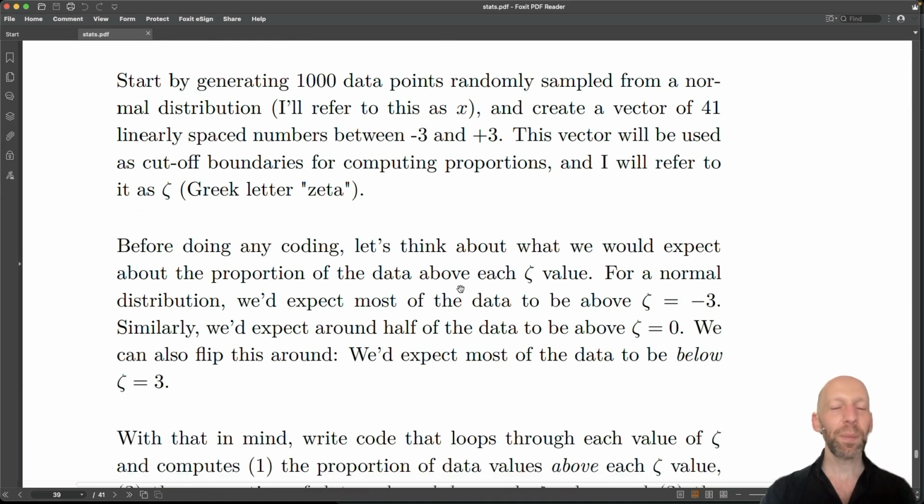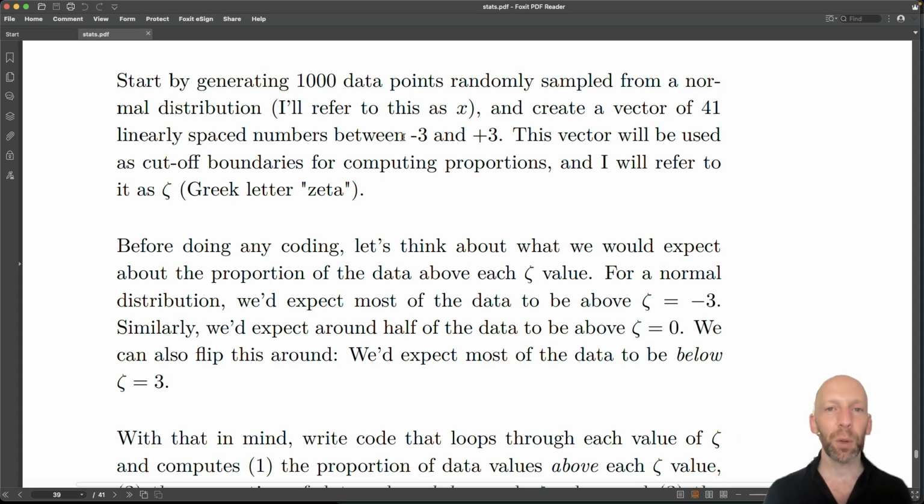Okay, so generate 1,000 data points randomly sampled from a normal distribution. Now, this is not an analytic distribution that you generate. You are going to be sampling random numbers from a Gaussian distribution. Okay, so let's call that variable x. And then you want to have a vector of 41 numbers linearly spaced between -3 and +3.